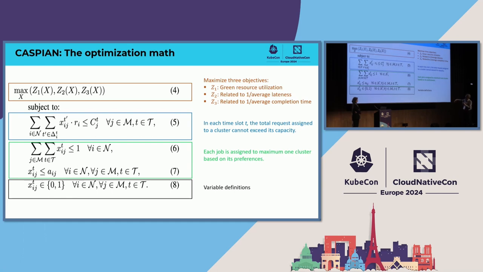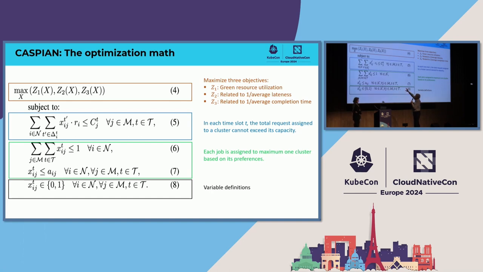This is a language in which the problem is specified. Think of it as a programming language, but it's a mathematical language. So the idea is for each job I is going to be scheduled on cluster J at time slot T if this variable is 1. And that's the variable of the optimization problem. It's an integer program, so it's either 0 or 1. You either run it there or you don't run it there at that location at that time.